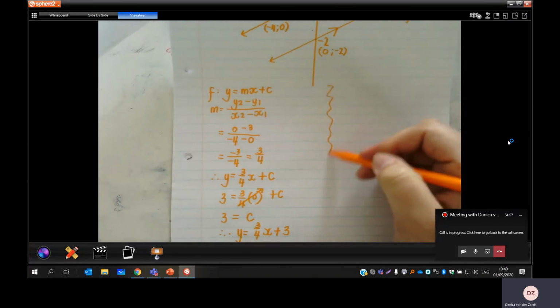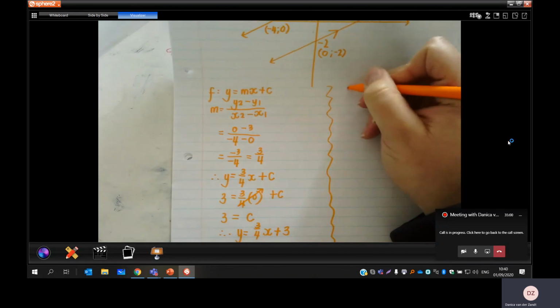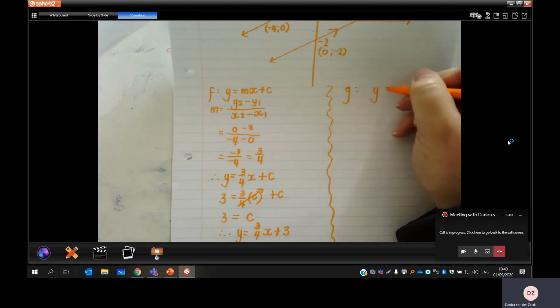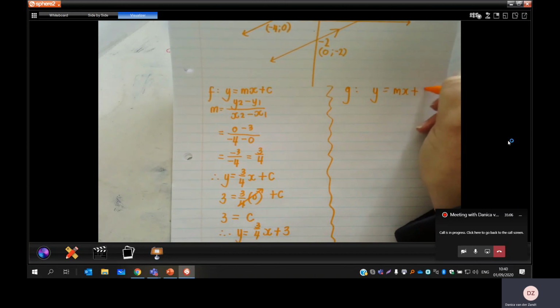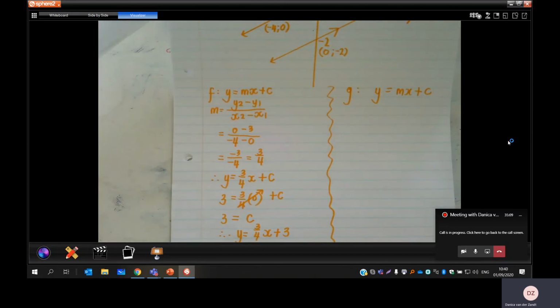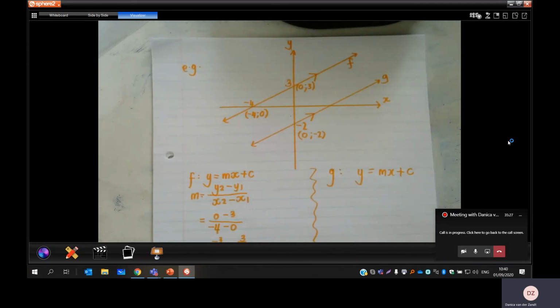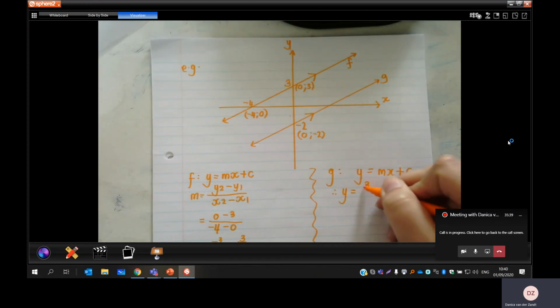I would still need to go and find g. G is also a straight line, so I also want y equals mx plus c. And I'm going to follow the same things. I want to solve for m, and then I want to solve for c. Do I have enough information to do the gradient calculation for g? But what do I know about f and g? How do I know they're parallel? The arrowhead. So if they are parallel, what are we knowing about their gradients? They are the same. Therefore, I can update immediately.